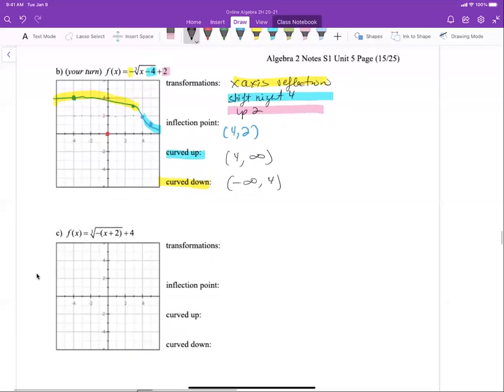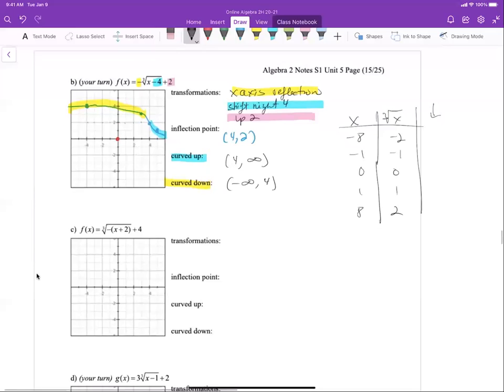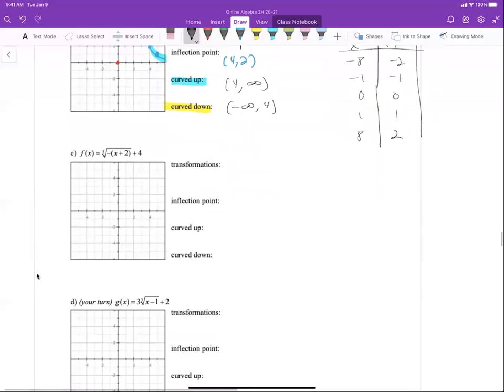Okay. Again, get to the point where you can have x, cubed root of x. So -8, -2, -1, -1, 0, 0, 1, 1, and 8, and 2. So, and then you can have your values determine what the vertical dilation is, and you can determine how to graph it. All right. Next one.